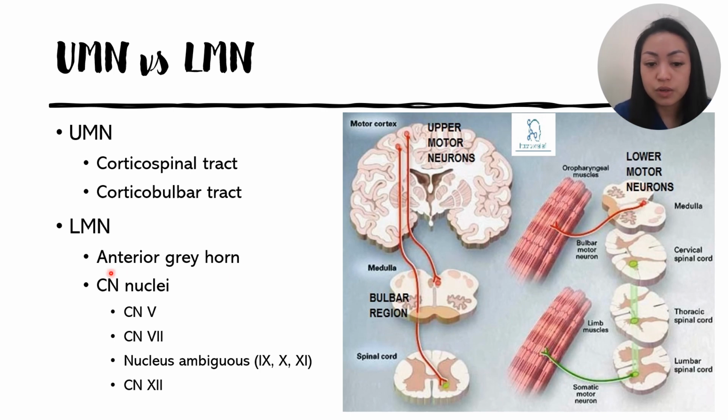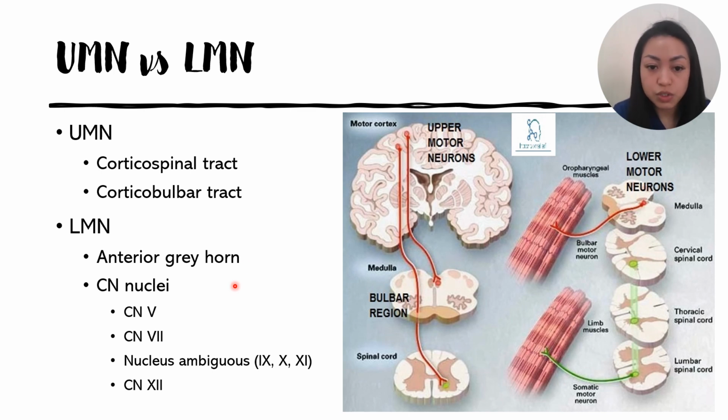Okay, so I'll say that again. We have two types of lower motor neurons. They are essentially the destination of the upper motor neurons. So we have lower motor neurons in the anterior gray horn and lower motor neurons coming off from the cranial nerve nuclei in the bulbar region.